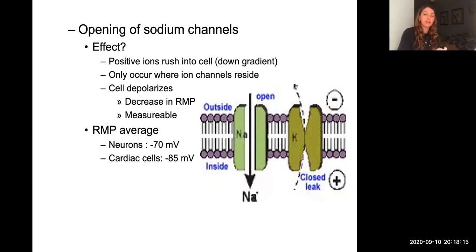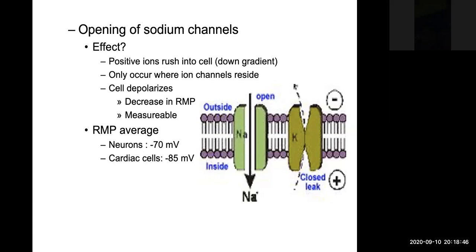So just like it says, the cell depolarizes, and it's a decrease in resting membrane potential, measurable in millivolts. Like I said before, the resting membrane potential average, I think that's wrong. I think neurons are -90 or close to -90. Does anyone remember her talking about that? No, that's what's confusing me. In my notes I have -90, but I don't know why this one says -70. So I don't know.